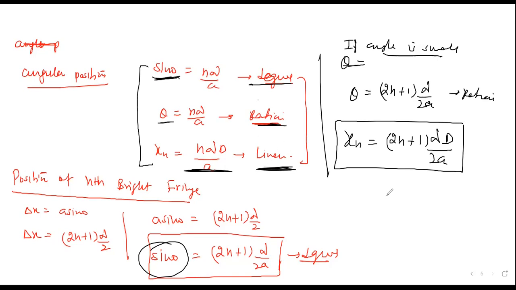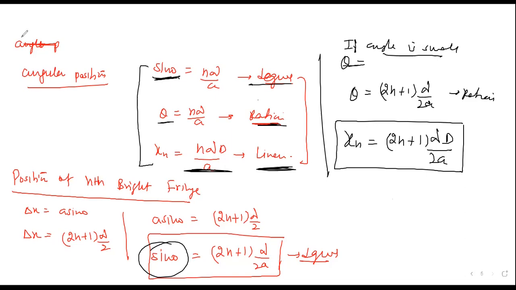But what is the difference here? In Young's double slit experiment, all the fringes have the same width. Even the central maxima or any bright and dark fringe have equal width. But this is not happening here. Here the central maxima has double the width of any other fringe. Okay, let's talk about this.